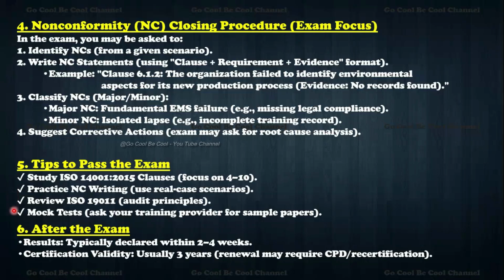My dear friends, I have given a lot of scenarios, nearly 20 scenarios coming in the upcoming video. You will enjoy it like anything. You can go through it. That is more than enough. With 14K on the left hand side and 19011 on the right side, it will be very very useful. You can directly go for the lead auditor training program and then the examination as well. After the exam, results are typically declared within 2 to 4 weeks. Certification validity, yes, especially we have 3 years, or in some cases 5 years, with respect to the agencies where you are applying for the same.